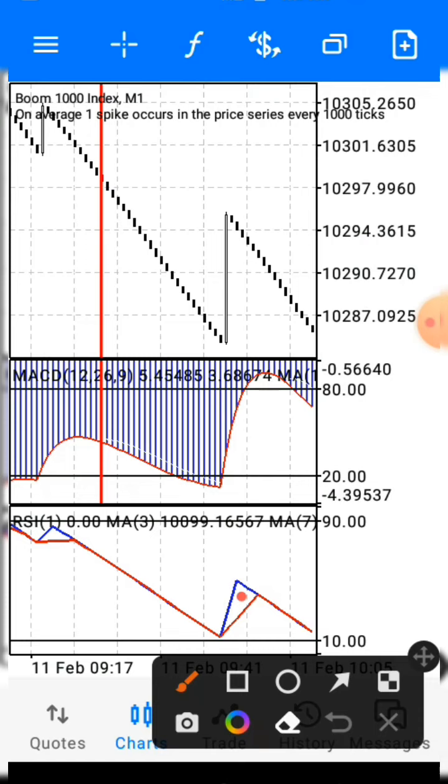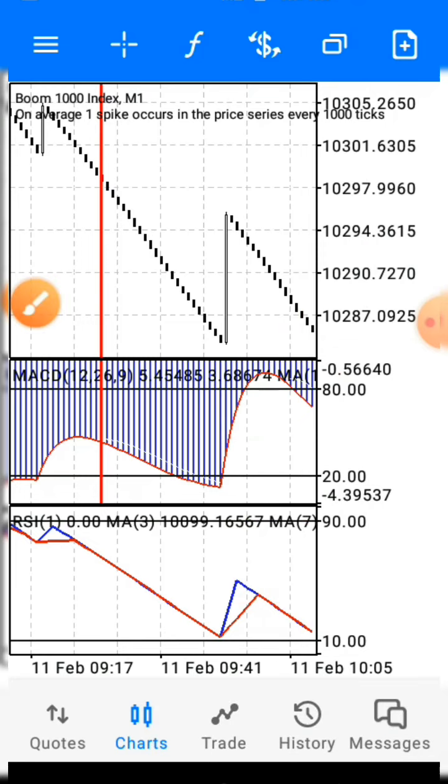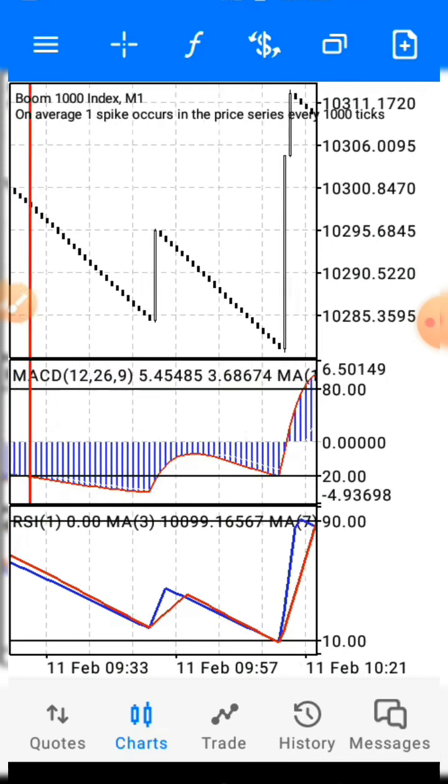You need to wait for this red and blue to get to this 90 level, and the same thing will happen here on the MACD. Okay, it needs to correspond with each other. After you see that crossing on the 1-minute time frame, you need to wait for the conditions to be met also, and then you take your entry.